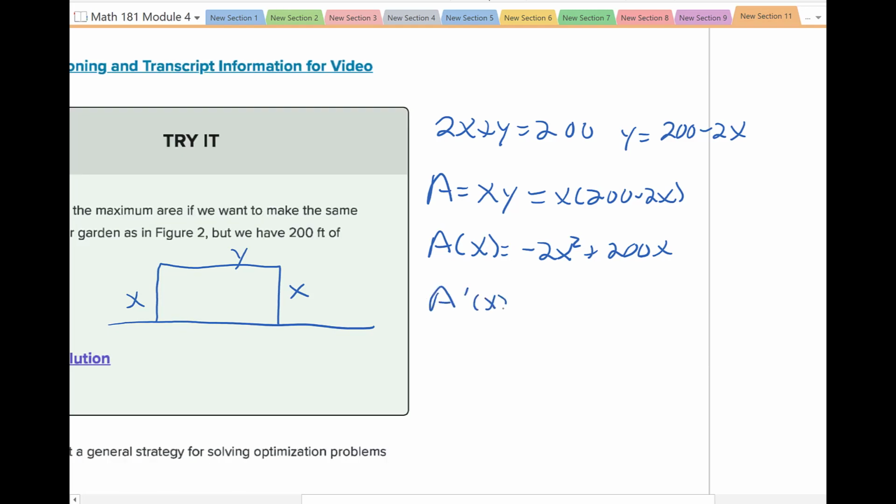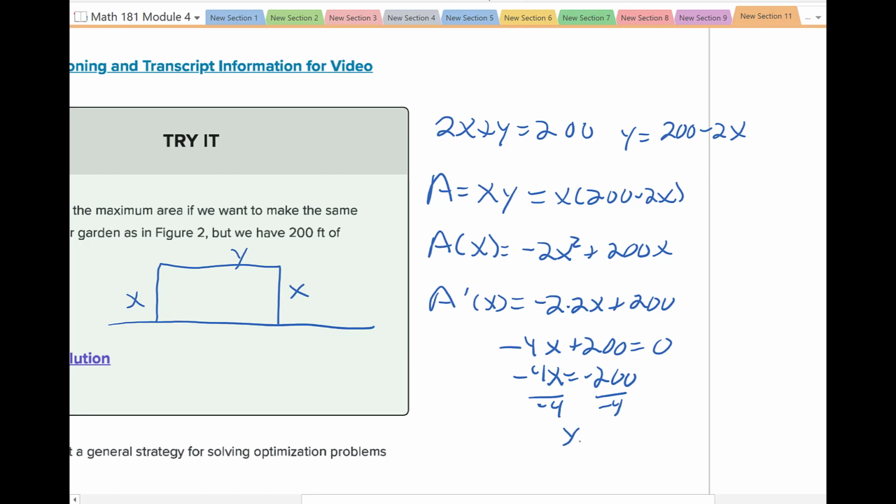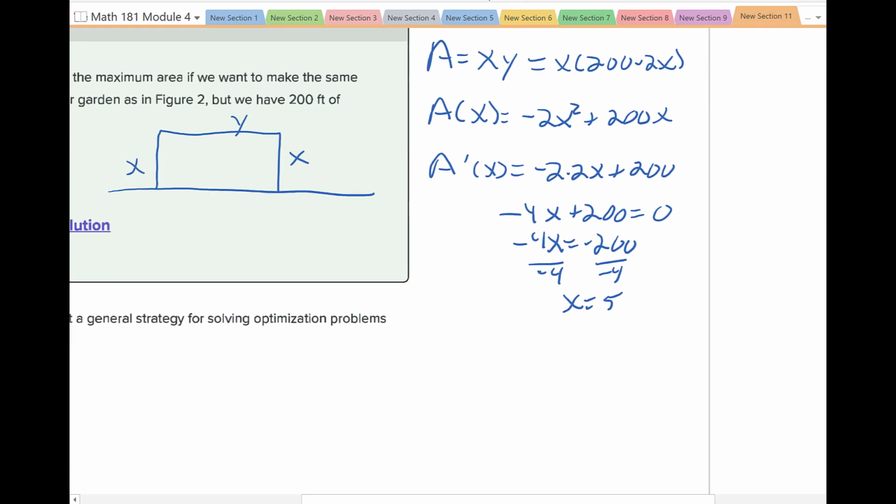So again, we take the derivative of the area function. That's going to be negative 2 times 2x plus 200. So we take that negative 4x plus 200, set it equal to 0. Negative 4x equals negative 200. Divided by negative 4, x equals 50. y equals 200 minus 2 times 50, so that's 100. So it's 50 feet by 100 feet.